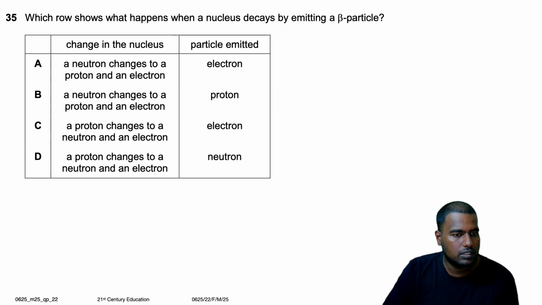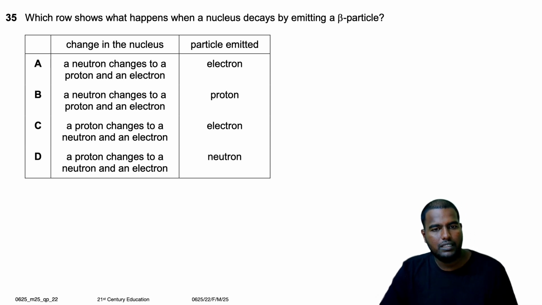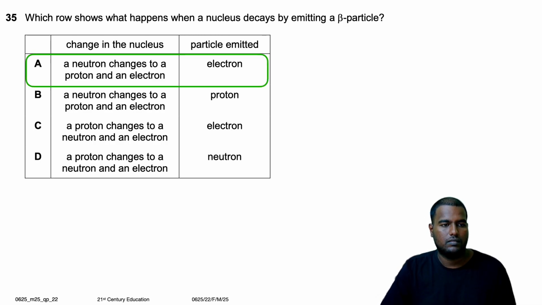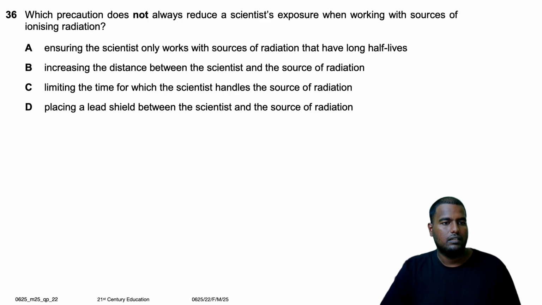Which row shows what happens when a nucleus decays by emitting a beta particle? Beta decay happens because of an excess number of neutrons. So one neutron changes into a proton by emitting an electron. Option A.